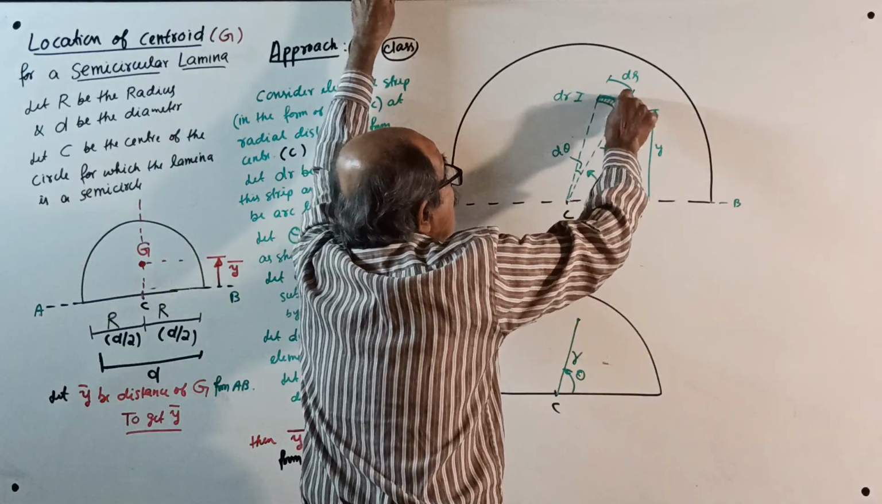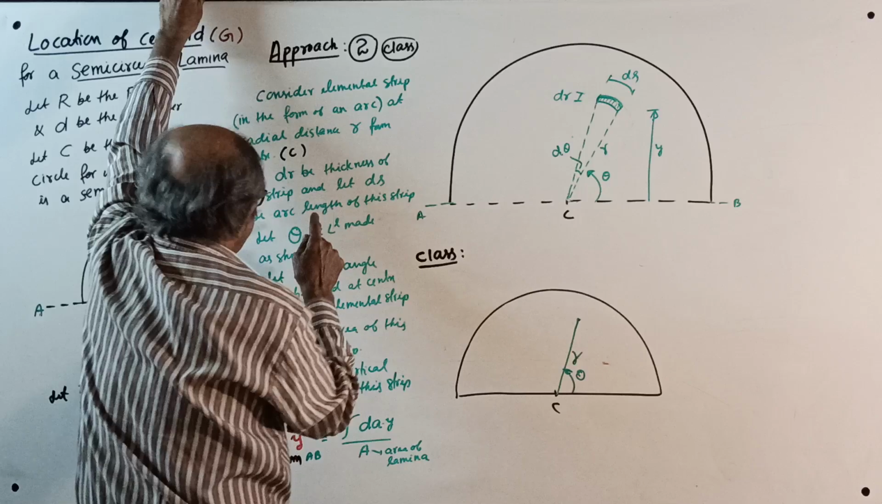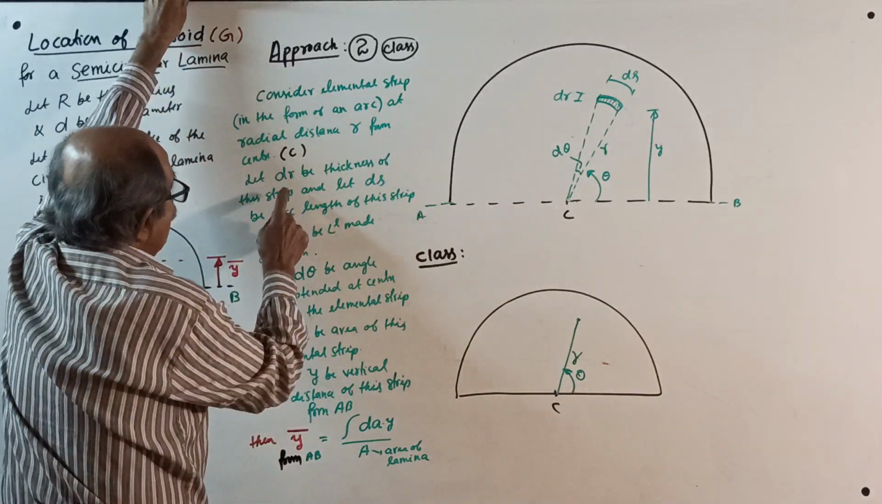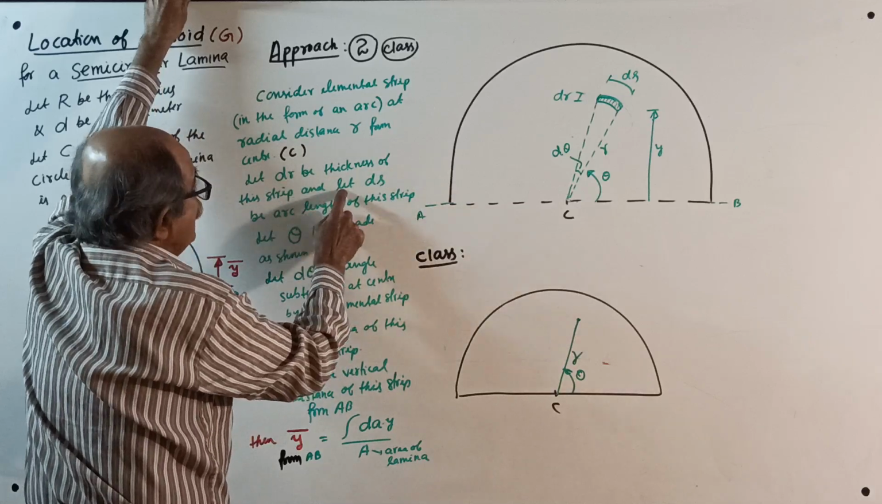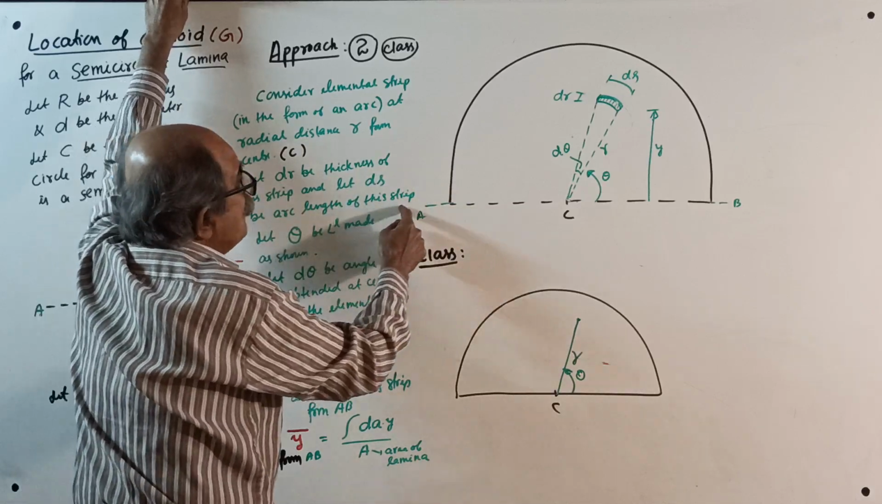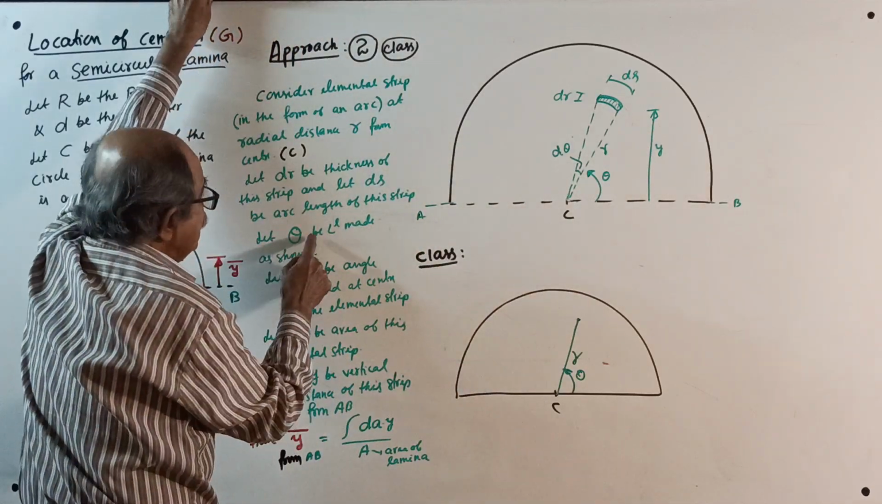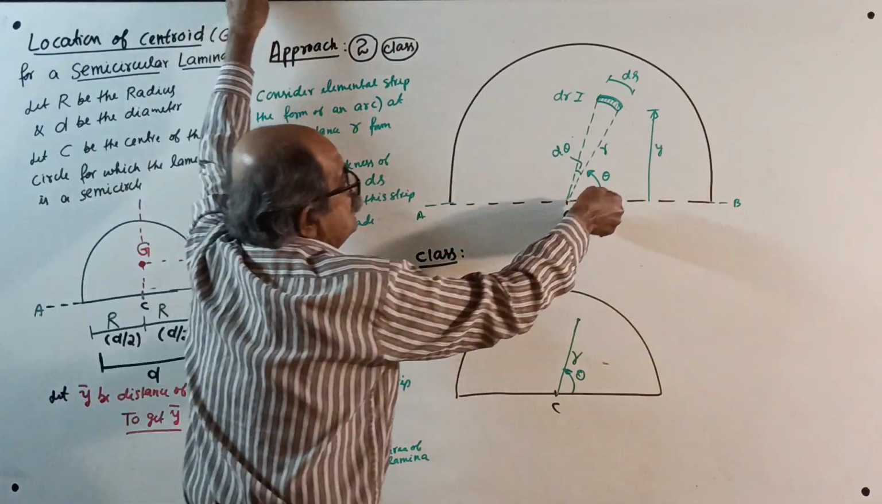Let ds be... where is it? Somewhere I wrote, let ds. Let dr be the thickness of the strip and let ds be the arc length of the strip. This arc length is ds. Let theta be the angle made as shown.